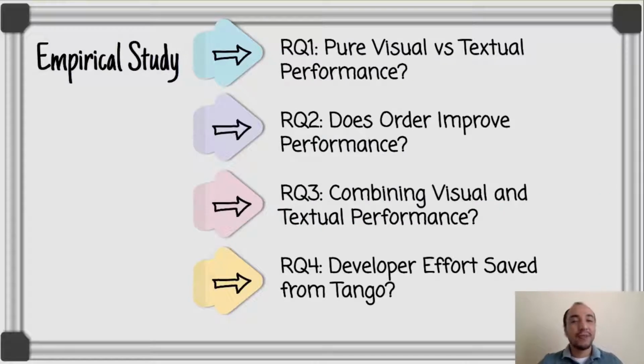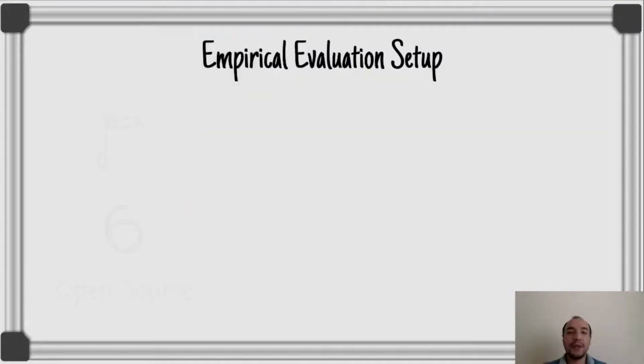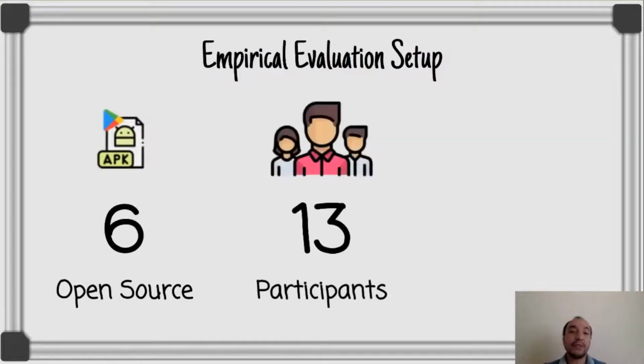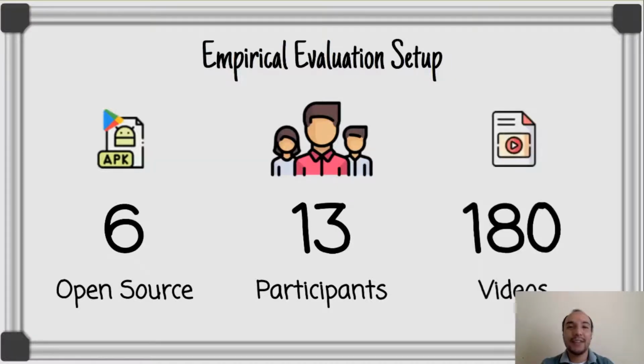To evaluate Tango, we created 4 different research questions. For research questions 1 and 3, we use standard information retrieval metrics such as MRR, mean average position, and hit rate to measure the performance of Tango. For our study, we used 6 open source applications and had 13 participants, including 3 authors of the paper, record multiple bug reports having duplicate videos to evaluate Tango on. This ended up totaling 180 videos.